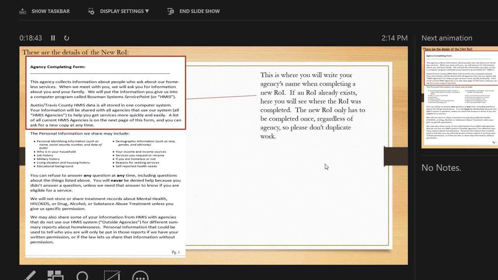So at the beginning of the form, if you are the first agency to gather that form with a client, this is where you'll be able to indicate that you're the agency that completed it. Once it gets uploaded into the system, even if an ROI has already been filled out by a client with another agency, you will not need to complete it again. We only have to complete it once because this releases for the entire system and every agency that participates in the system. So if we don't have to make a client do something twice, let's not.